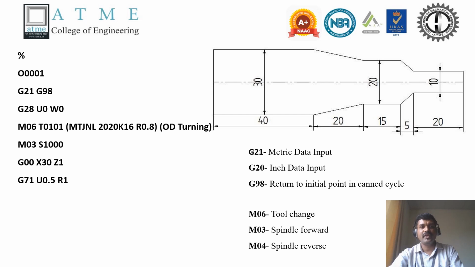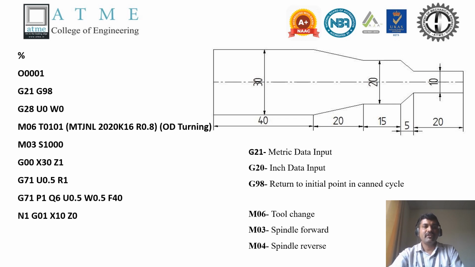So G71: from here onwards the multiple turning operation starts, and the depth of cut is 0.5 in a single stroke. Then the relief will be 0.1. Then the second line of G71 syntax: P1 Q6, that is the initial profile number to the final profile number, with the allowance to be left for the next operation in the X direction and Z direction, 0.5 and 0.5 respectively. The feed will be 40. So this is the first one.